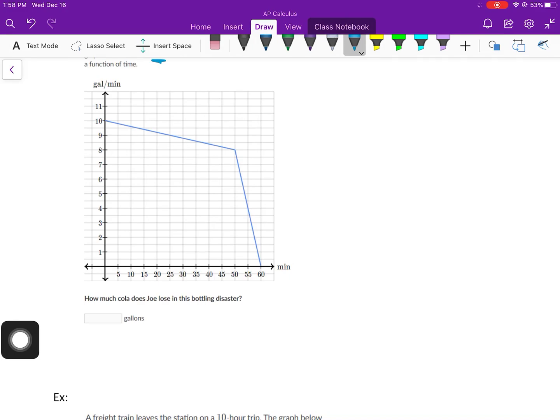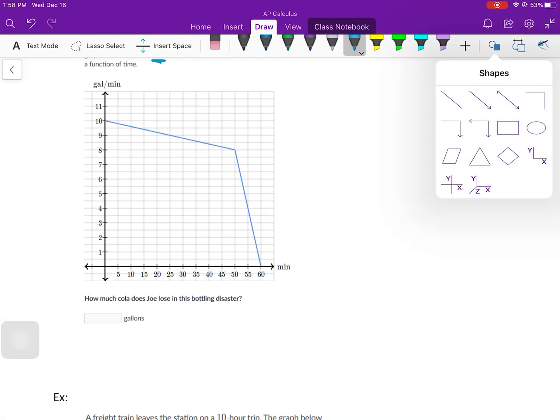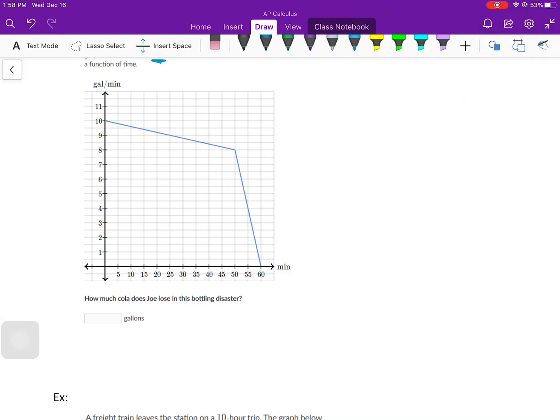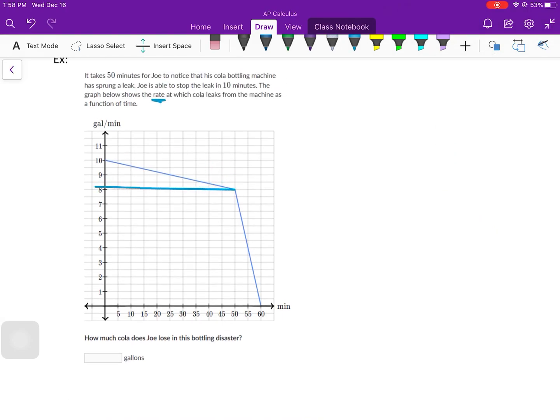If we have the rate that it's pouring out here, how do we find the total amount that he lost? What's the net change here? How do we go back to that position function? That would essentially be how do we take the antiderivative of this rate so we can find out how much was lost? That would be the area under the curve. Now, how would we find the area under the curve? I recommend that you section it off. Here's a triangle, and right here is another triangle.